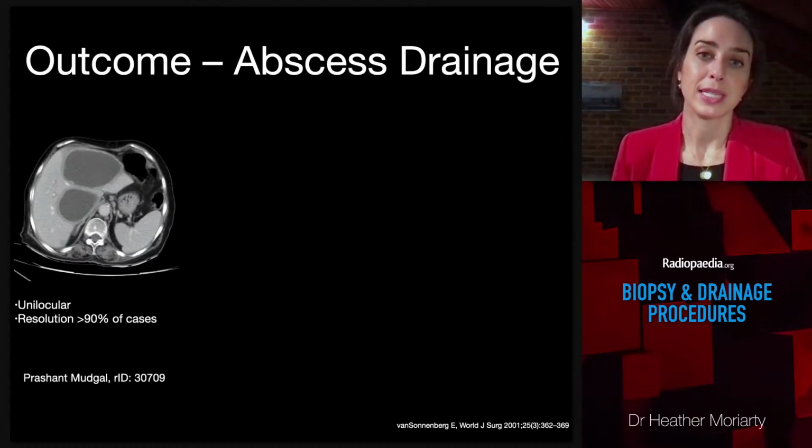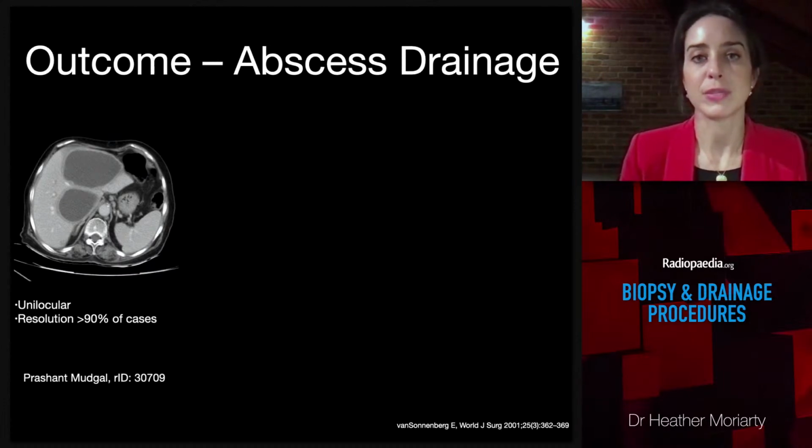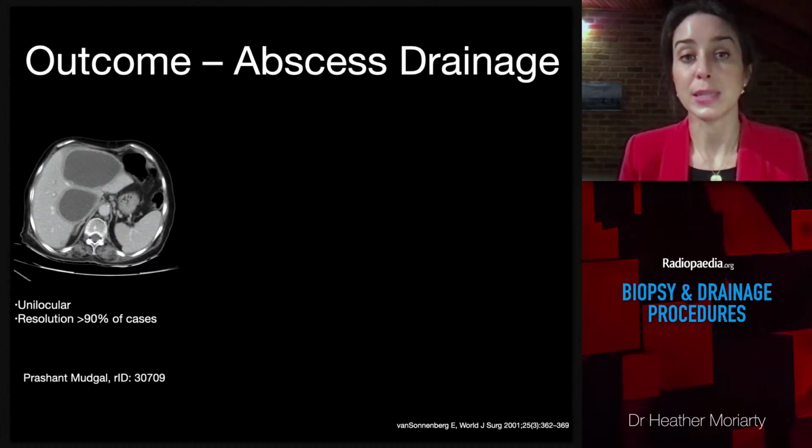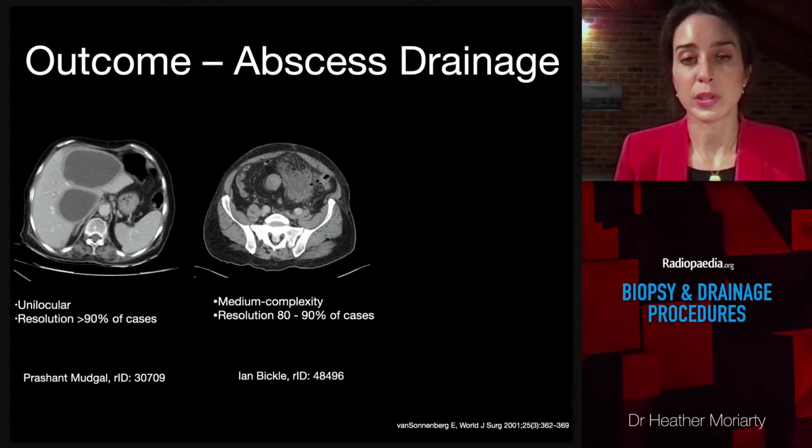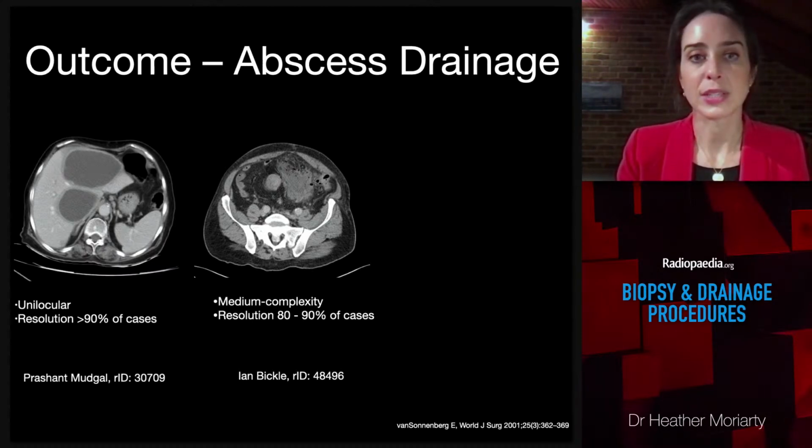Abscesses can be classified into 3 groups, organised by complexity. The unilocular abscess resolves with percutaneous drainage in 90% of cases. The medium complexity abscesses, such as those with communication to the GI tract, are fully resolved in 80 to 90% of cases. Even if surgery is necessary, it can be more straightforward if the fluid has been drained.